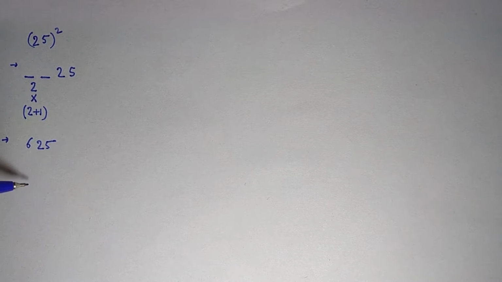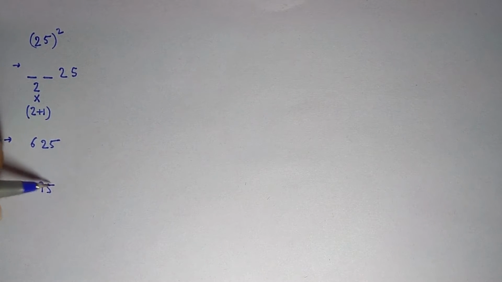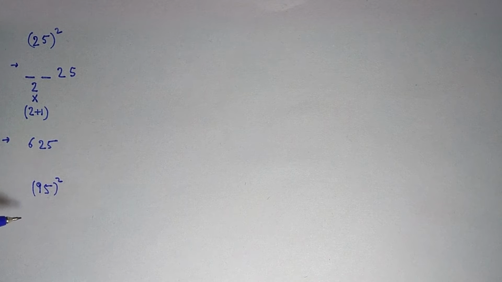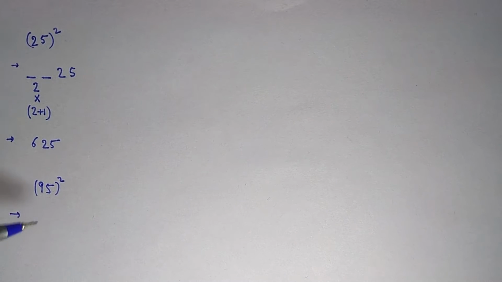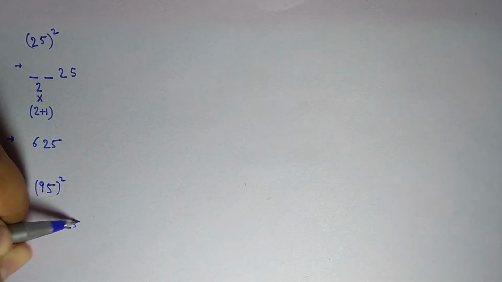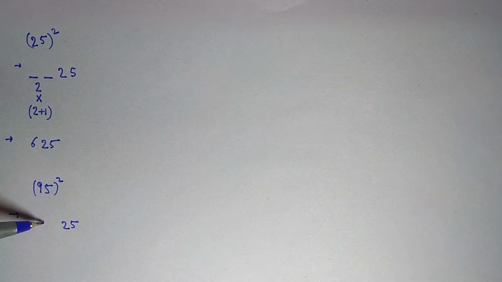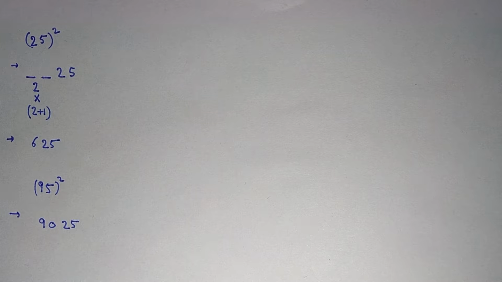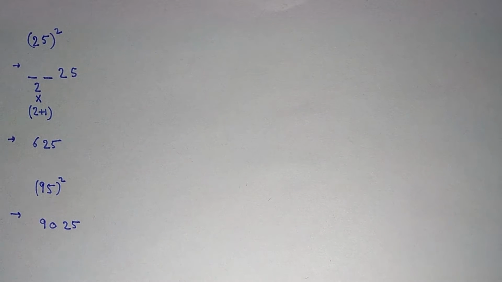Very well done indeed. Next up, let's say 95 squared. Yeah, so 95 squared is 9 times 9 plus 1, that is 90, and 25 at the end. So it's 9025.